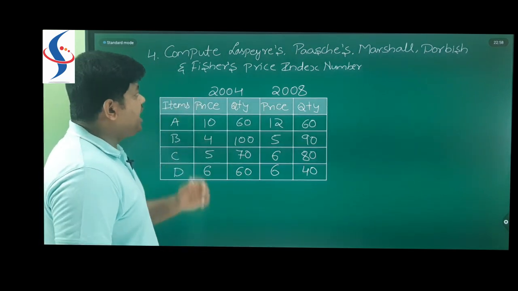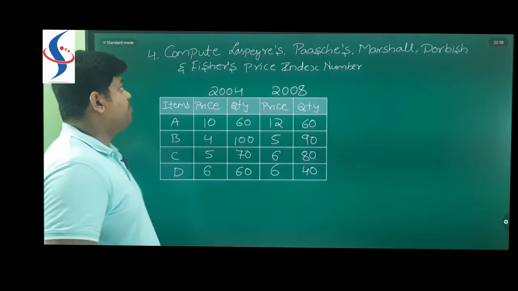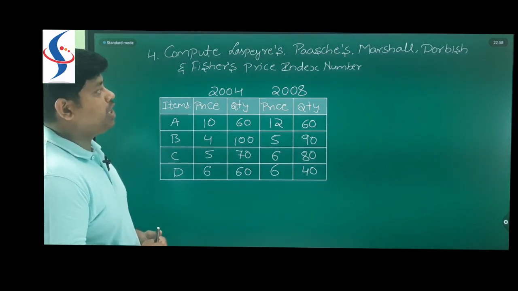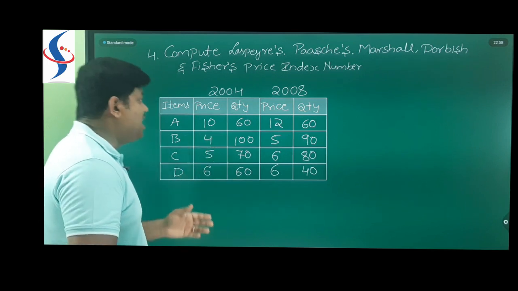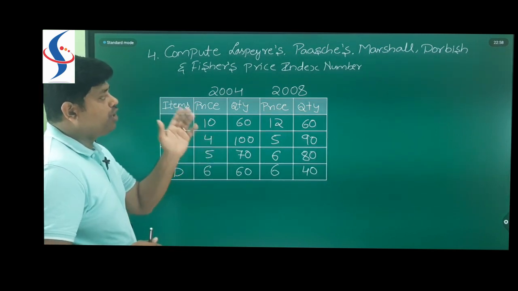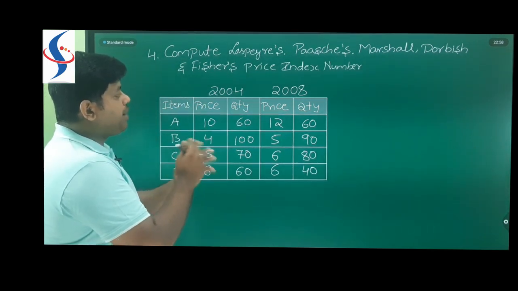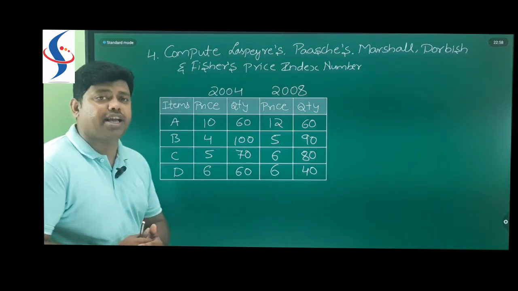First, let us read out, understand the question, then solve. Compute Laspeyres, Paasche, Marshall-Edgeworth and Fisher's price index number for the following data. And here the data is 2004 and 2008, price and quantity for 4 items are given.